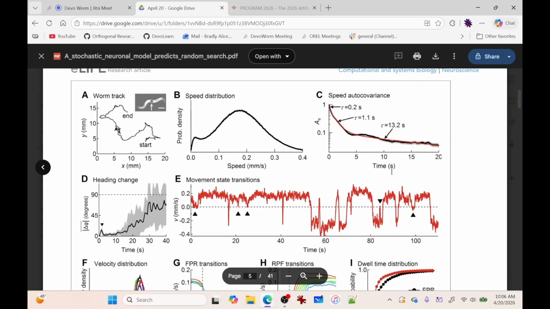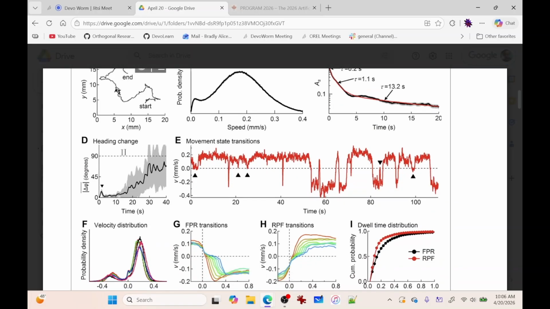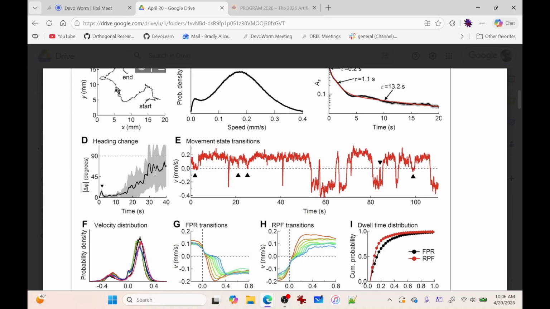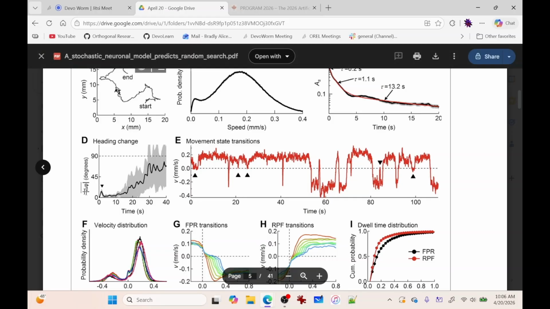How does it correlate? And then you have this heading change, which means in what direction, in terms of degrees, the worm is headed. And you see that over time, the heading change is quite variable, much more variable than at the beginning of a run. And then you have these movement state transitions.